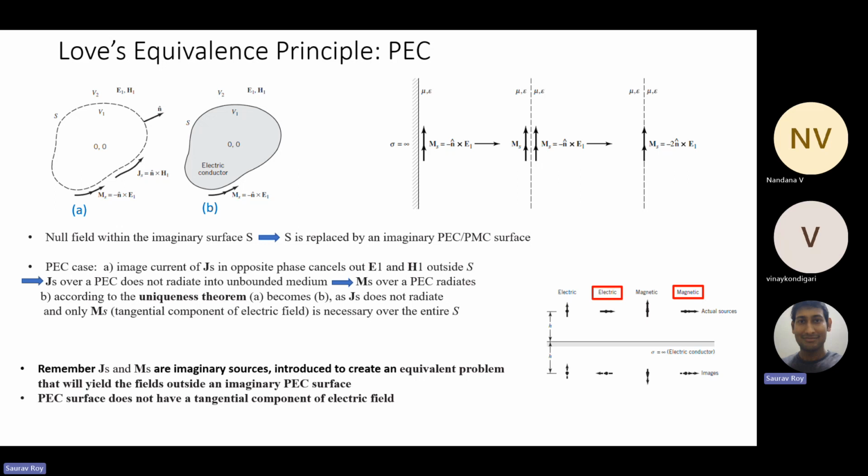That is what you see in the top pictures A and B. B is for the PEC, where we have only M_S, no J_S. Is this point clear? This is very vital. Think about it for a minute. Picture A and B at the top: A is the normal Love's principle, and for a PEC case, what will happen? That is what is shown in picture B.